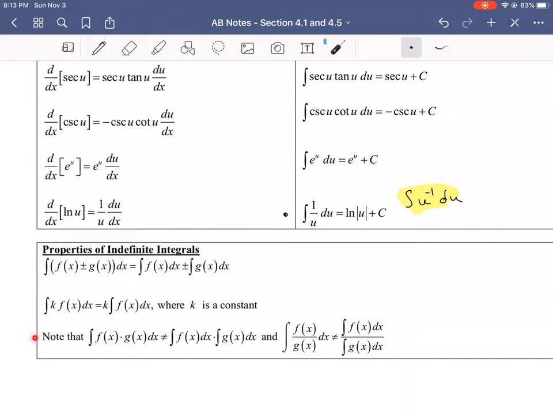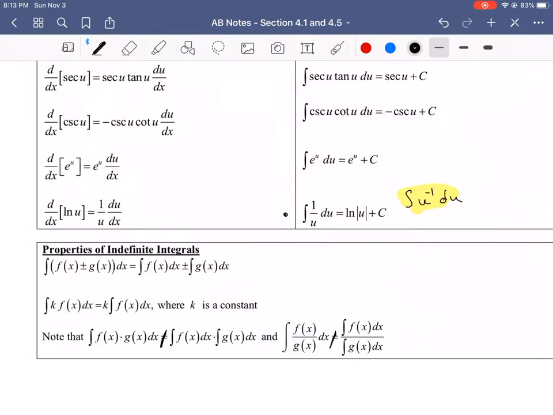Now, I'm going to jump down to this note down here. Note that that cannot happen for multiplication or division. So I cannot take the integral of f divided by g and call that the integral of f divided by the integral of g. So on your notes, you may want to more emphatically put this little slash through the equal sign so you're clear that cannot be done with multiplication and division.